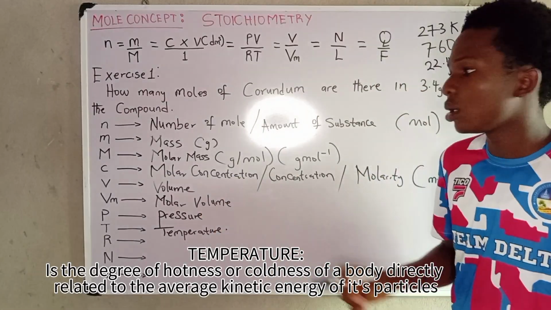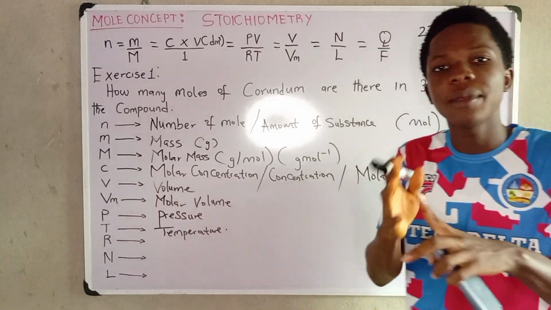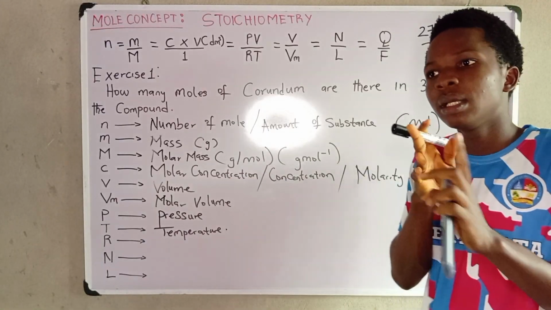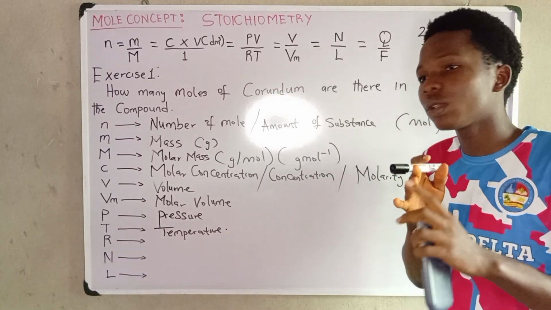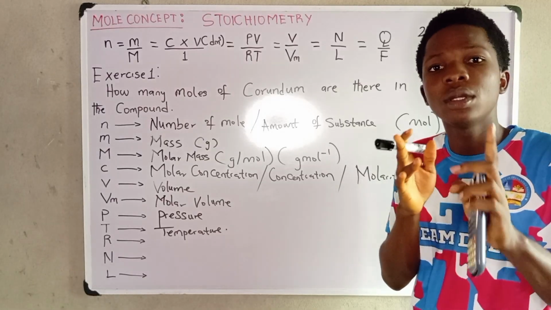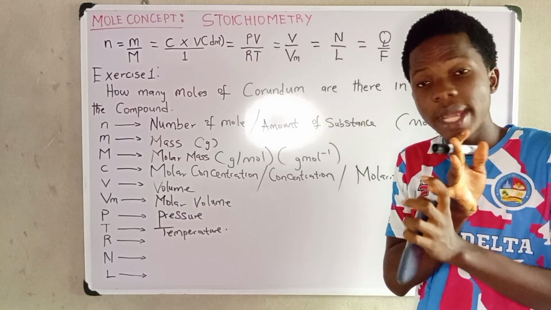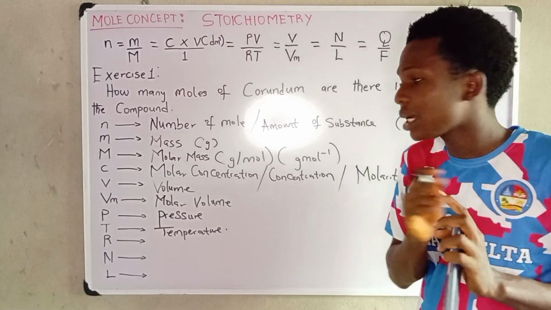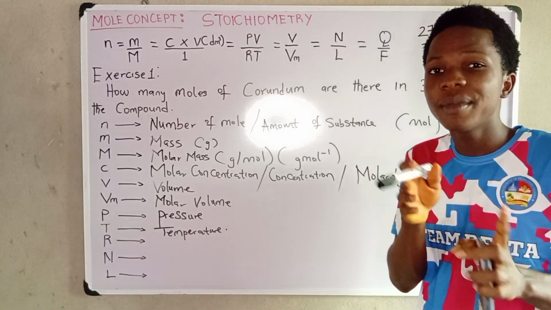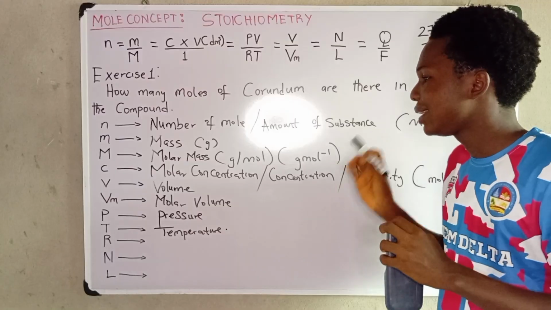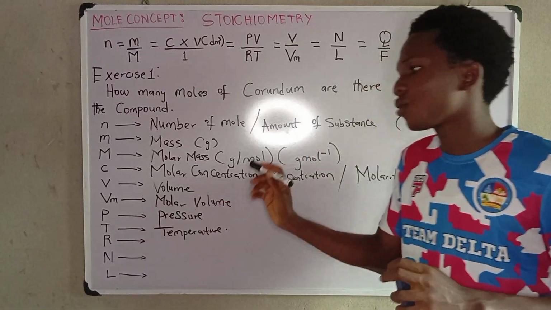Volume can be measured in what? Meter cube, milliliter, dm cube, cm cube. Take note of these units of volume.